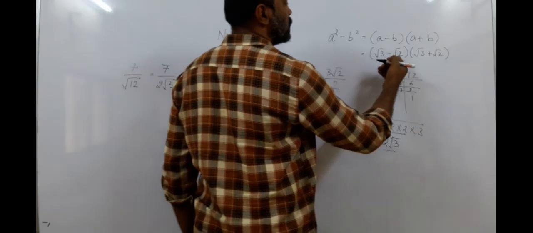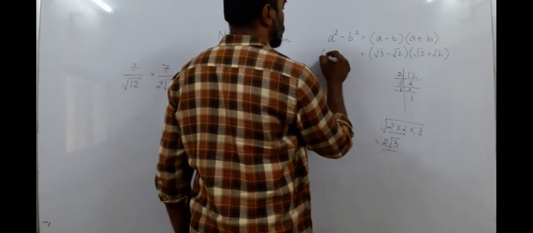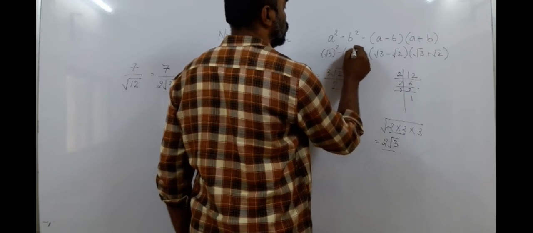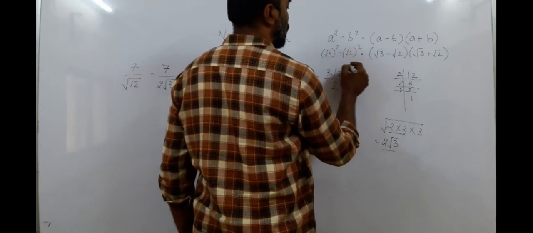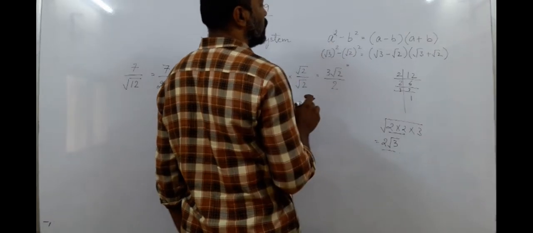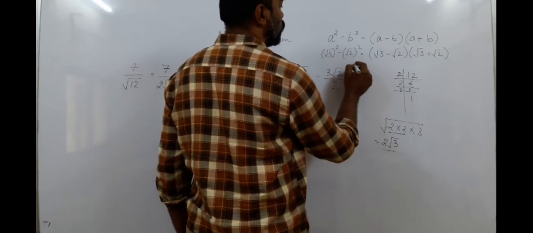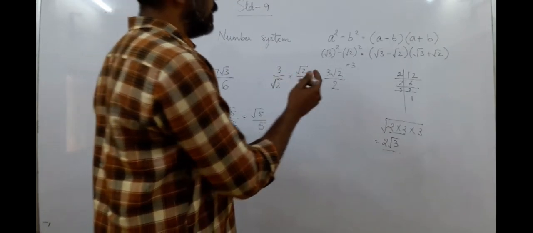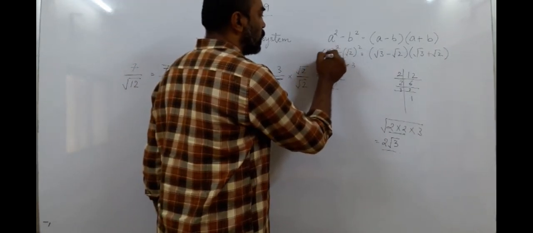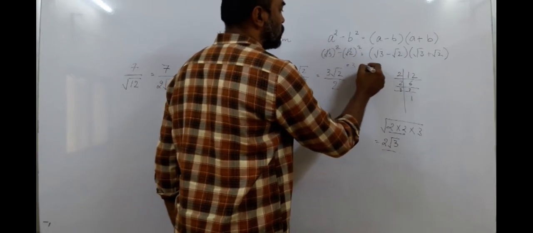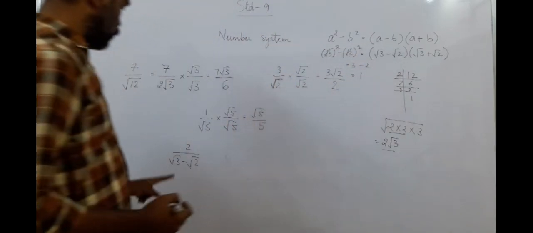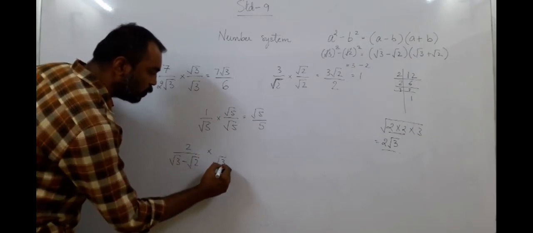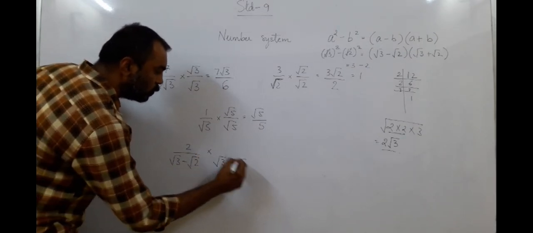So what is a minus b into a plus b? a square, that is root 3 square, minus b square, that is root 2 square. So we have root 3 the whole square is 3, minus root 2 the whole square. What is root 3 the whole square? Root 3 into root 3 is root 9, and the square root and the square just cancel, and 3 minus 2 gives us 1. So the rationalizing factor of root 3 minus root 2 is root 3 plus root 2.